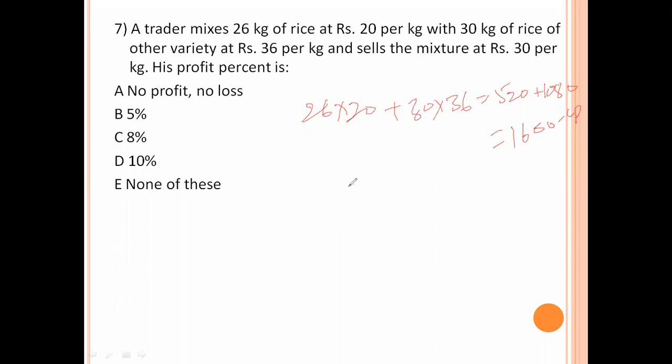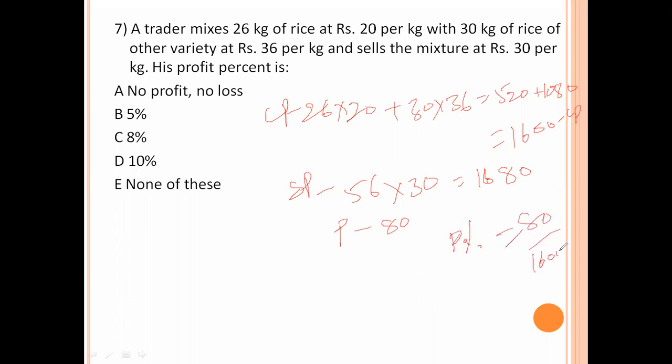Selling price is all these 56 kilos sold at 30 rupees per kilo. This is 1680. This is selling price, this is cost price. Profit is 80. So profit percentage equals 80 by 1600 into 100. 16 1s are 16, 16 5s are 80. 5% is the profit. So option number B is the right answer.